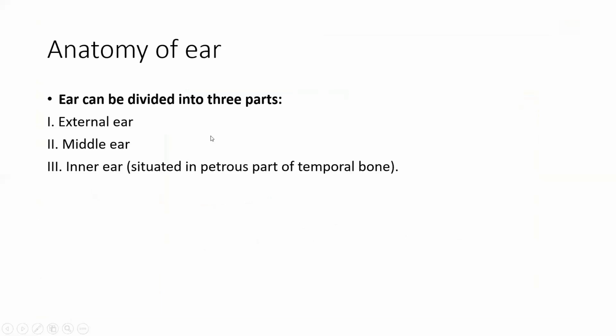So let's start the specific portion of the anatomy of the ear. The ear is basically divided into three parts: external ear, middle ear, and inner ear. And the inner ear is situated inside one bone. That bone is the temporal bone. The temporal bone has different parts, and specifically the inner ear is situated in the petrous part of the temporal bone. This is an important point you should know for your competitive examination.